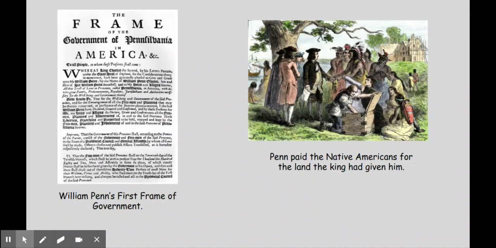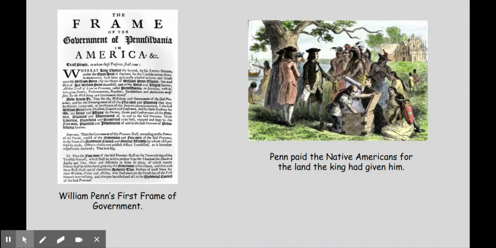William Penn carefully planned his colony. Before he left England, he created a plan for the colony called a frame of government. In his plan, he promised certain rights to citizens of the colony. Many of these rights are part of our Constitution today, but were not common at that time. Some of these rights include the freedom of speech, freedom of religion, and the right to a trial by jury.